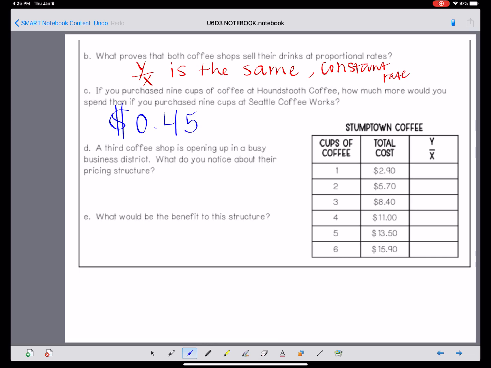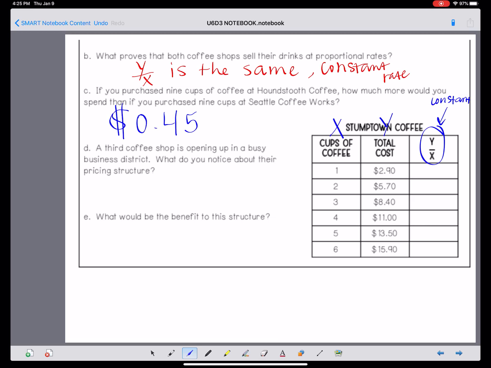A third coffee shop is opening up in a busy business district. What do you notice about their pricing structure? It's important that you're not lazy with the math and just assume that all the prices are the same, because you'll see on this one they are not. So the third coffee shop opens up. Let's go ahead and do some math. Our first column is always the x column, and the second column is always the y column. And then our third column tells us what to do. It says do y divided by x, and that is also known as our constant. So let's just write out constant right there.